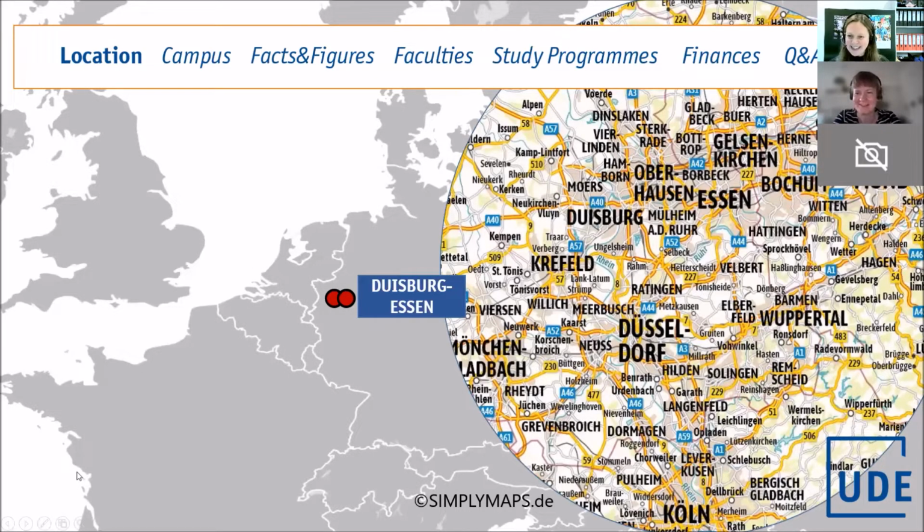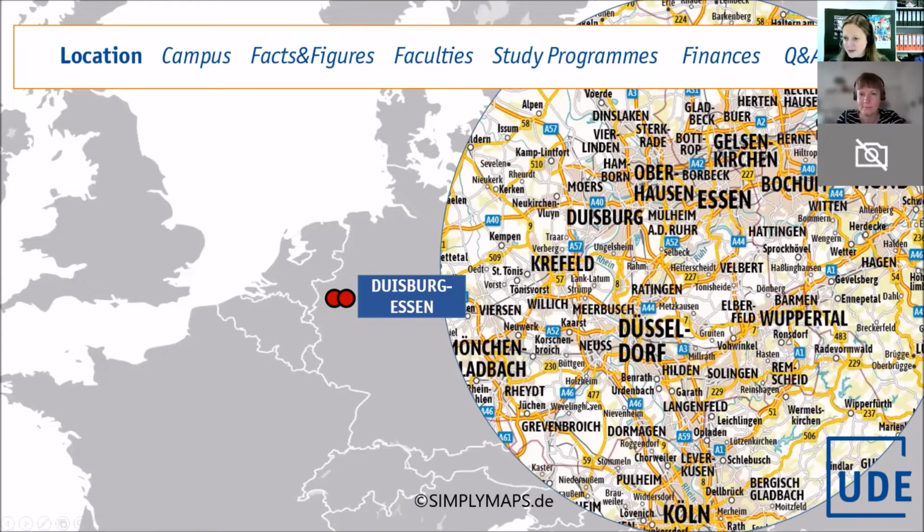So Duisburg and Essen are actually two cities located in the state of North Rhine-Westphalia. So it's up in the northwest of Germany, quite close to the border with the Netherlands and with Belgium. So it's really a great location right in the center of Europe. Within 3 to 4 hours, you can be in Paris, Amsterdam, Brussels.